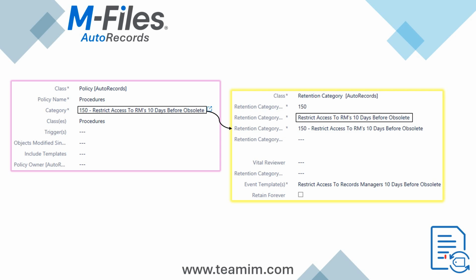The retention category label is a free-form text field. As a best practice, this field should describe the events that will be scheduled by this retention category. Since we have a single event, the best practice is to make the retention category label match the event template name. Once the label has been set, the retention category name is automatically set as a combination of ID and label. The only other property we need to set for this example is the event template that will be used to schedule events for the procedure documents. That leads us to the next step of setting up the event template.